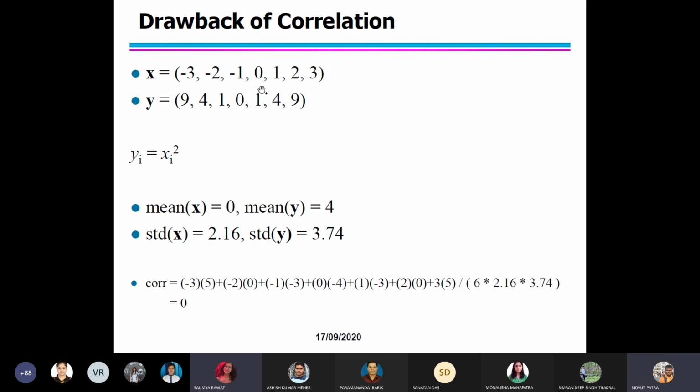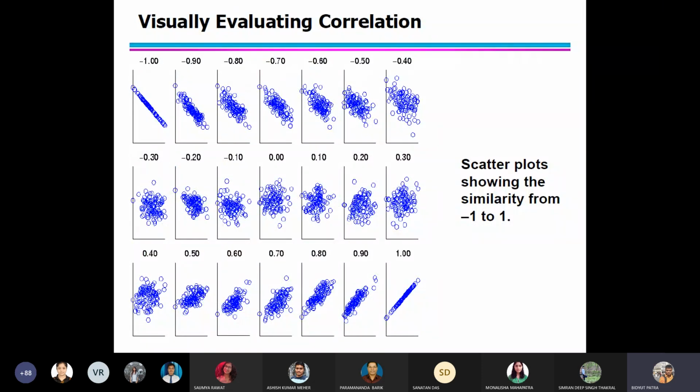Why is it not the right thing? Here, if you see, this part is increasing: 1, 4, 9, this is also increasing. But whenever x is decreasing, y is increasing. Therefore, for many applications, Pearson correlation is not a good thing to use. Everything depends on the application. In the next class, I will explain this part once more. That is Pearson correlation.